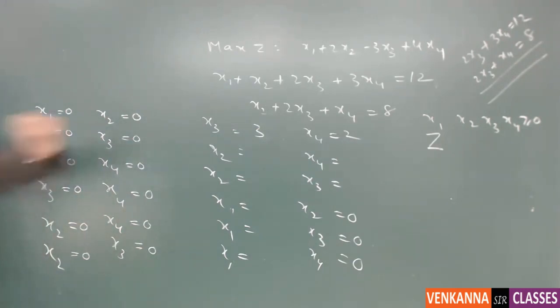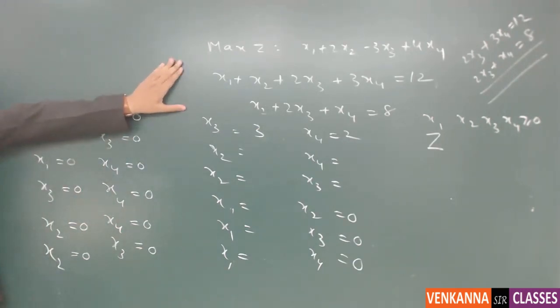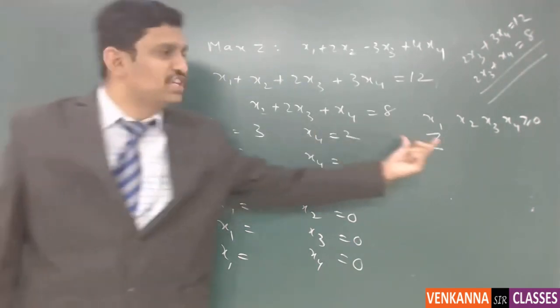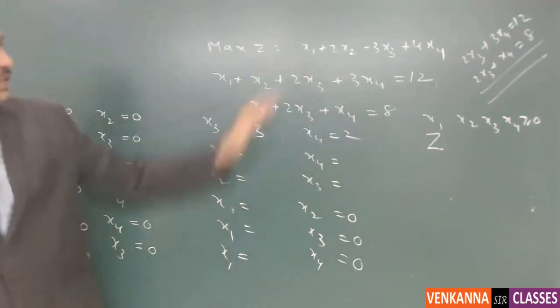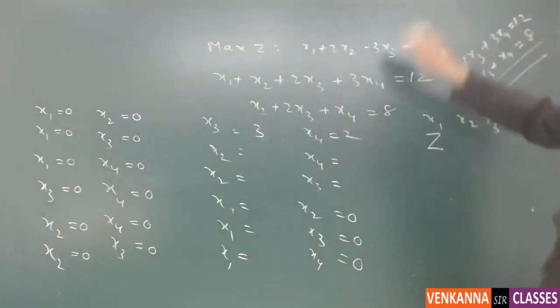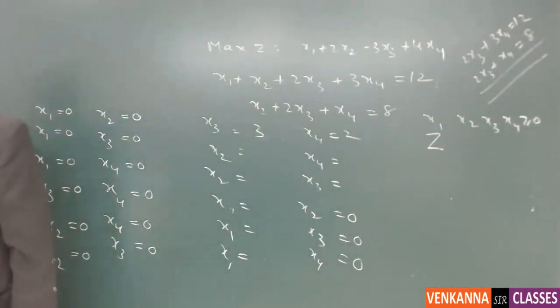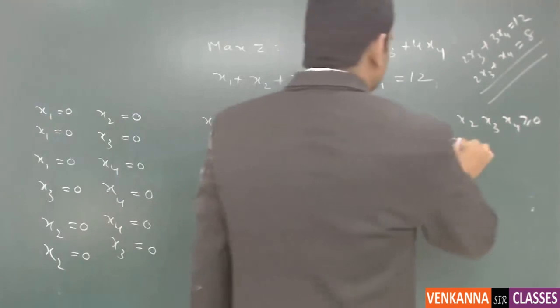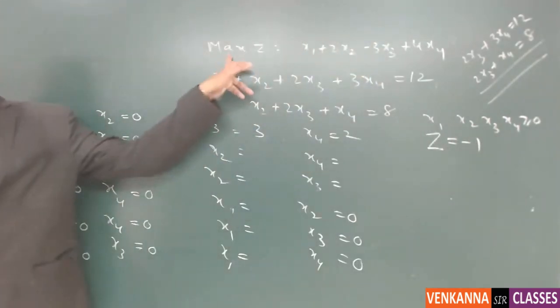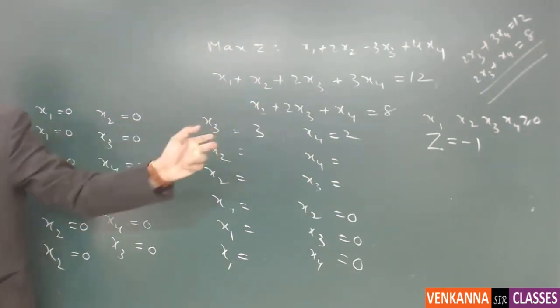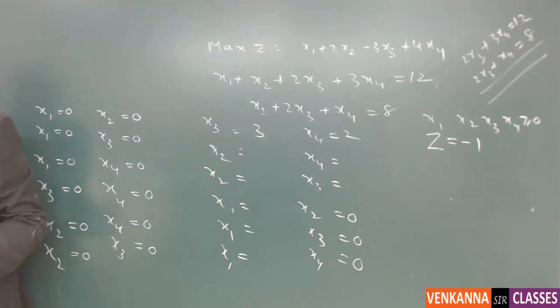The variables have non-negative restrictions. These two are non-negative values, so you can compute z also. What is the value of z? These two are 0, you put 3 here and 2 here. Substitute in the objective function. z is -1. Since we are finding profit, it must be positive, so you cannot consider this solution. Accepted? Fine. Let us go with other things.